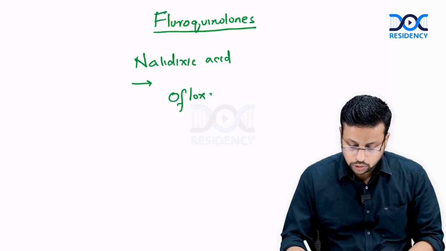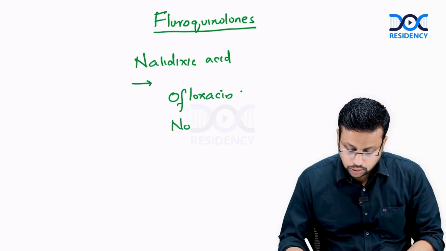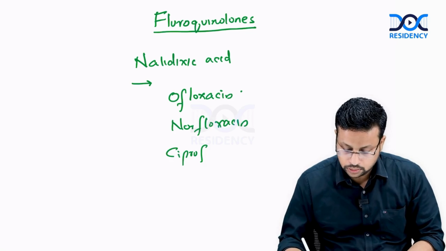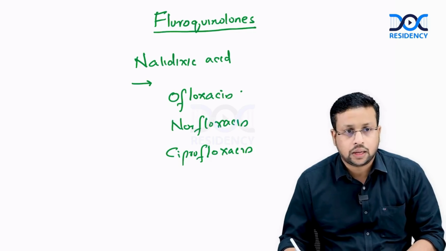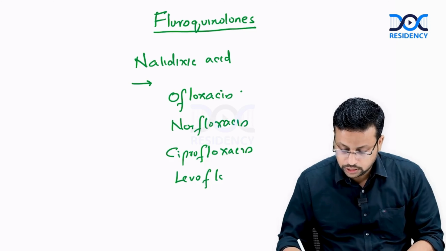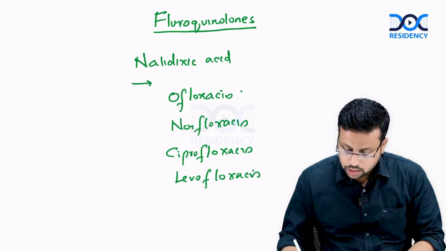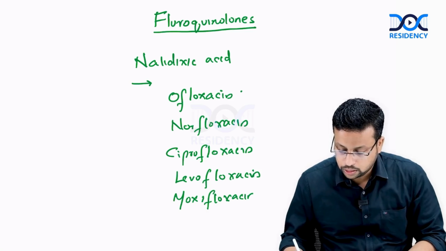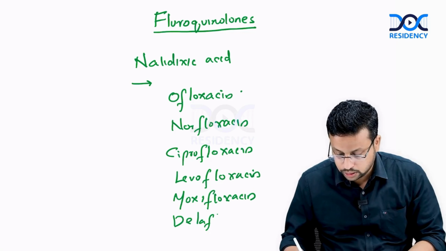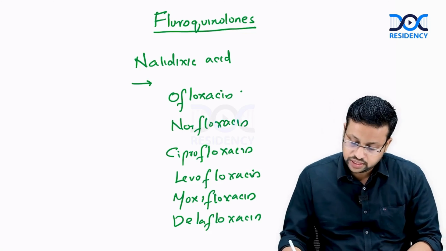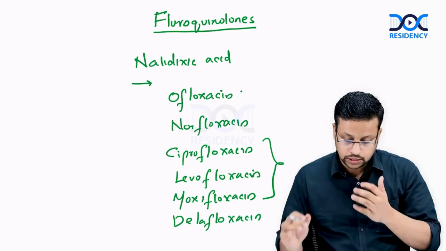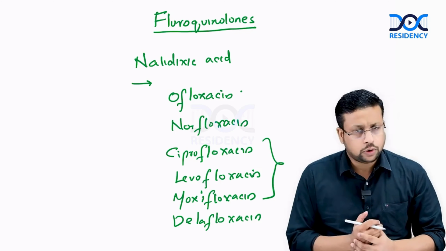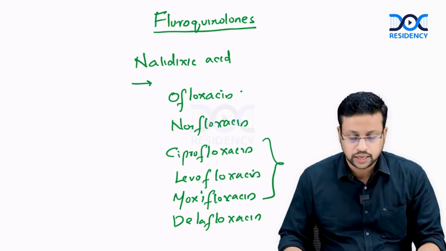we have is Levofloxacin, Norfloxacin, and Ciprofloxacin, Moxifloxacin, and another molecule called Ofloxacin. So the main molecules that we use in our clinical practice are Ciprofloxacin, Levofloxacin, and Moxifloxacin. Ofloxacin and Norfloxacin are also available in India.